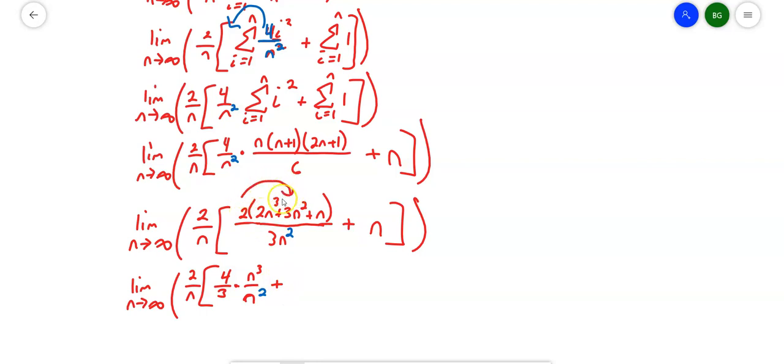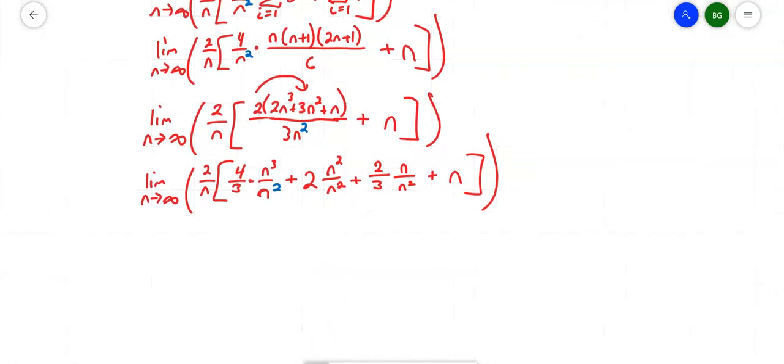So, okay, let's distribute. 2 times 3 is 6. 6 over 3, that's just going to be 2 n squared over n squared. Plus, distribute again, we'll have 2/3. It looks like n over n squared. Plus n. All right, we're getting there, we're getting there.